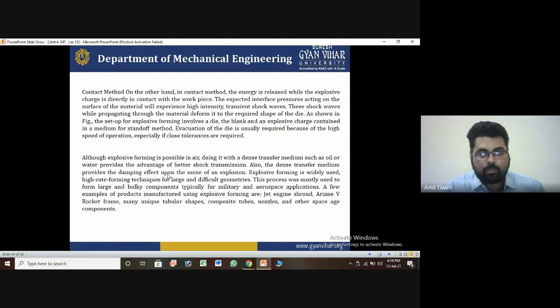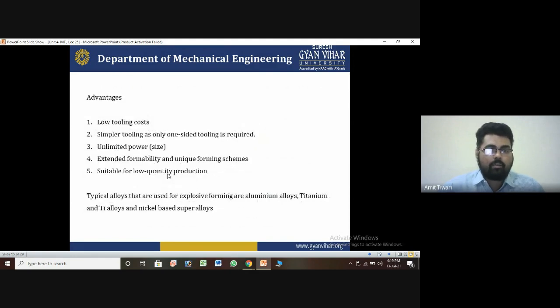So these are the different types of techniques we adopted. The advantages are, first, a low tooling cost. Second, simpler tooling, as only one-side tooling is required. Third, the ultimate power of size, that is extended formability and a unique forming scheme required for that, and it is suitable for low quantity production.